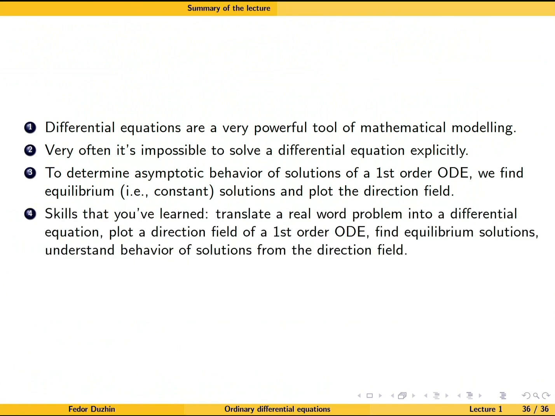And hopefully you have learned the following skills: at least some basic ideas about how to translate a real world problem into a differential equation, how to plot a direction field of a first order differential equation, how to find equilibrium solutions, and how to understand behavior of solutions.